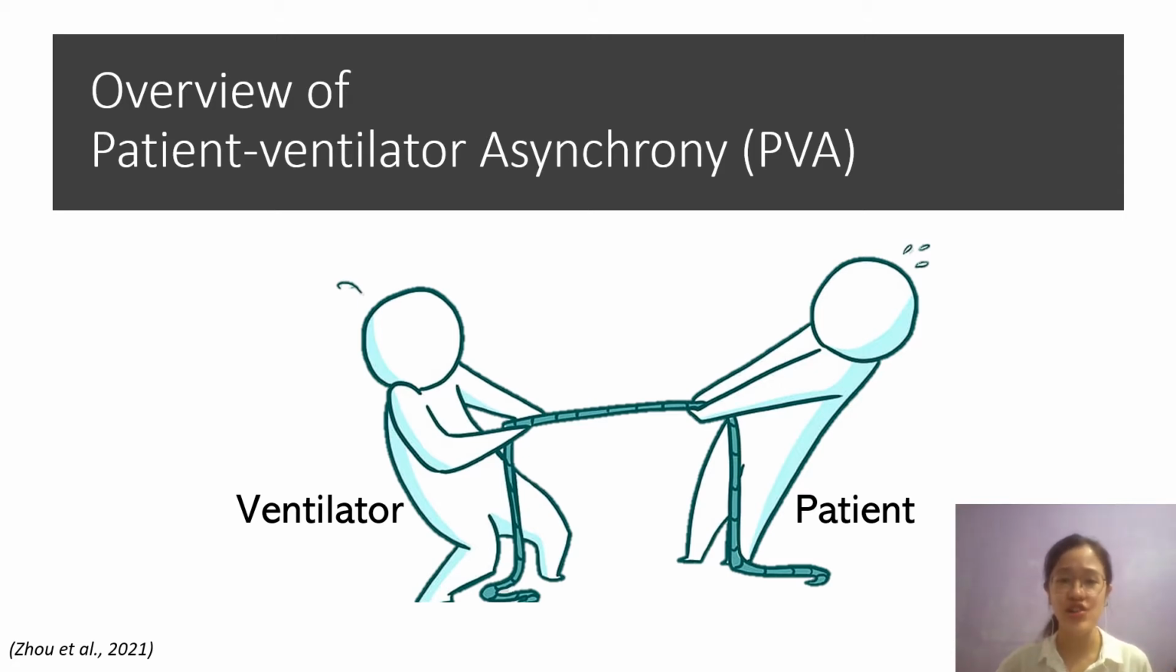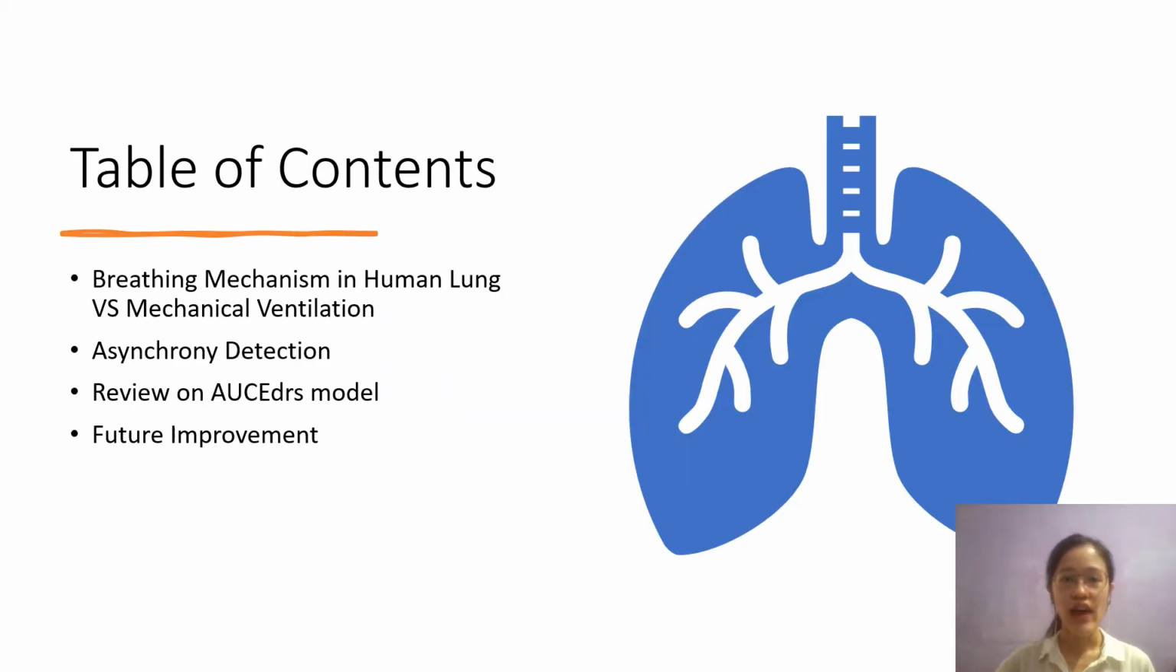So, in my following presentation, I'll share about how detection of asynchrony can be carried out, and in the mechanical engineering point of view, how do the engineers help in solving this problem? I'll cover the relationship between breathing mechanism in human and the ventilator, and how does it relate to asynchrony detection, how mechanical ventilation is carried out, and how do we recognize when an asynchrony happens. I'll briefly talk about the overview of current asynchrony detection approaches, a review of one of the methods, which is the ASCE-DRS model. Finally, I will express some opinion of the future improvement in this field and what can we do to make it better.